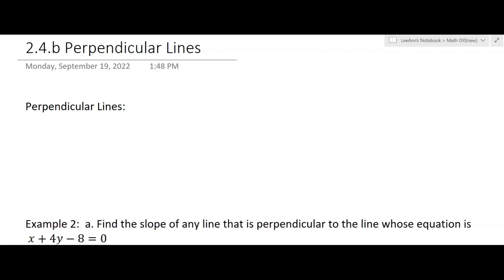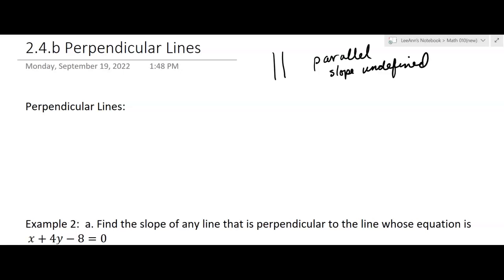One thing about parallel lines: if you had two vertical lines, those are parallel, but neither one of them has a slope. The slope is undefined. So just pointing that out. Okay, now we're going to talk about perpendicular lines.